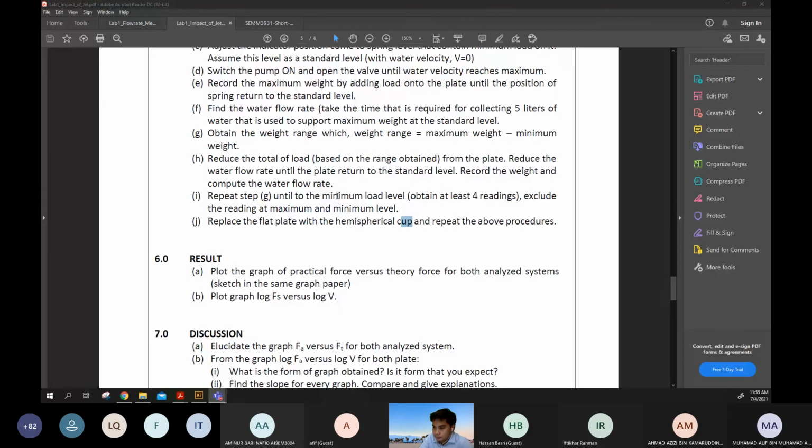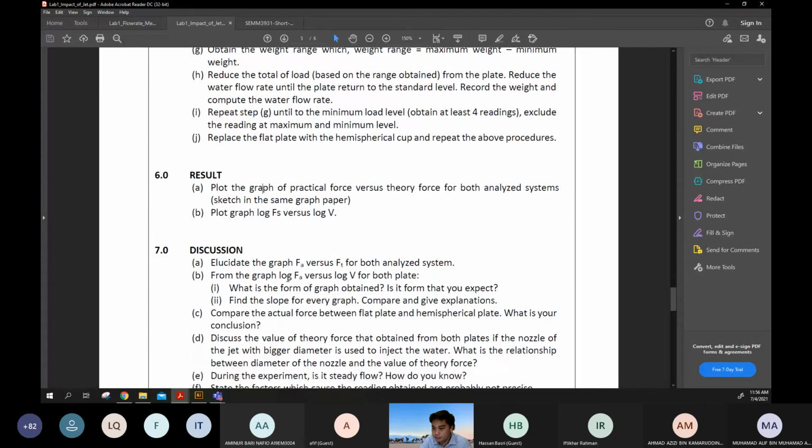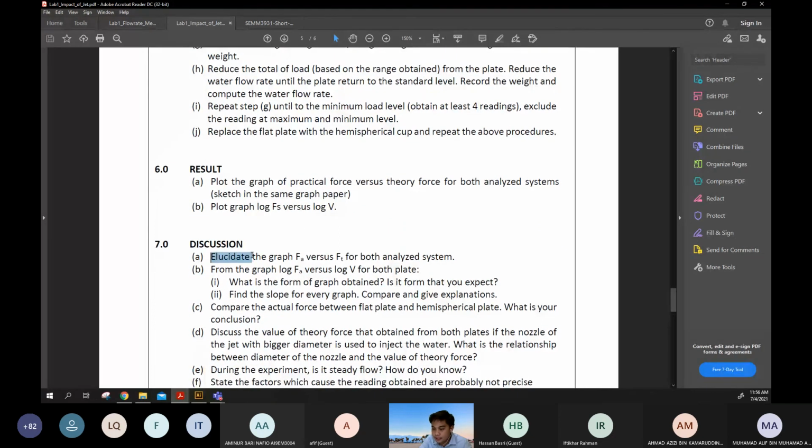Okay, everyone. So from the experiment, what you need to give as the output first: plot the graph of practical force versus theoretical force of both analyzed systems. This is important. Sketch in the same graph because we need to compare them together. And secondly, plot graph log Fs versus log V. And for the discussion part, elucidate. It means you need to give very clear explanations.